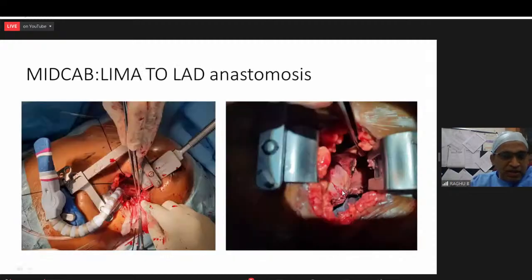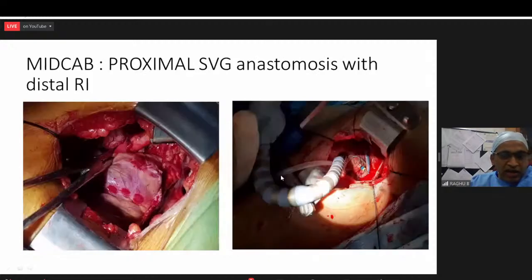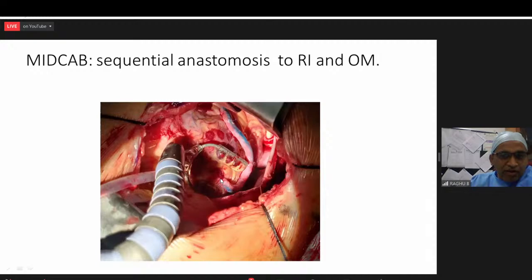And nowadays, because of the advances in the technology, we can also clamp the proximal aorta and do the proximal vein graft. The other picture is showing a position for the ramus intermedius, where we have grafting with a vein graft. With this, we have also anastomosed sequentially from ramus intermedius to OM1 in MIDCAB, which can be done for this graft using a MIDCAB operation.